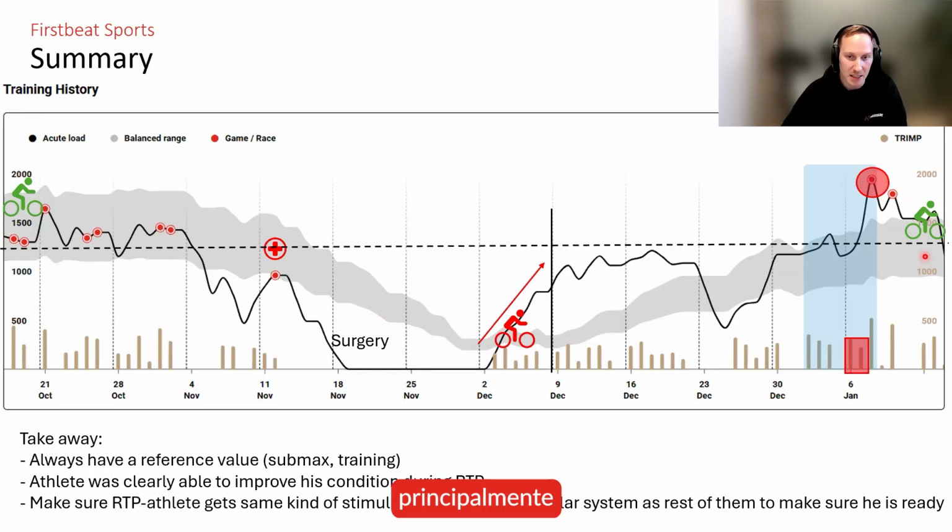And that's mostly because there was a nice progression in the training load, and the athlete was able to achieve similar training effects, similar cardiovascular load as the rest of the squad when they were training with the team and playing games. And the last point, as said, make sure the return to play athlete gets the same kind of stimulus for the cardiovascular system as the rest of the team to make sure he's ready.